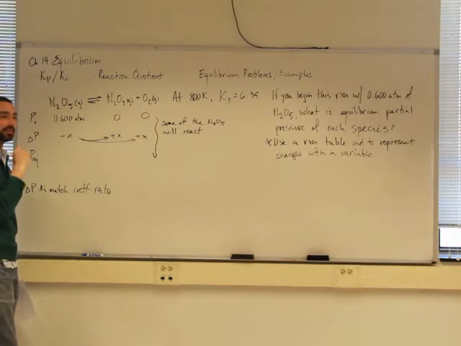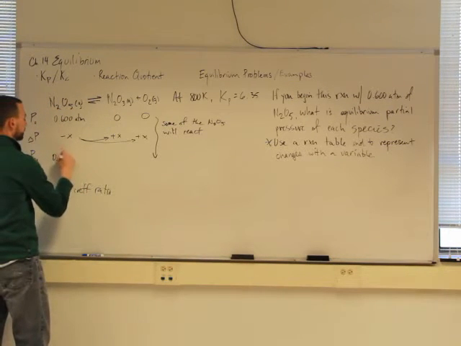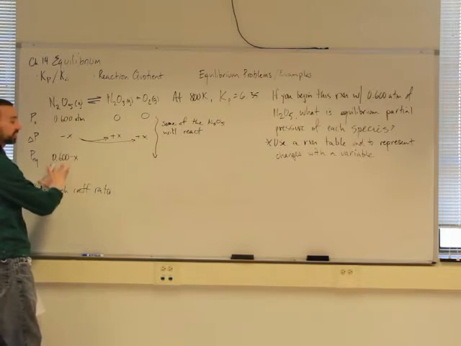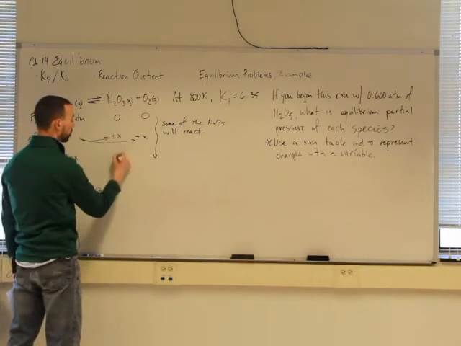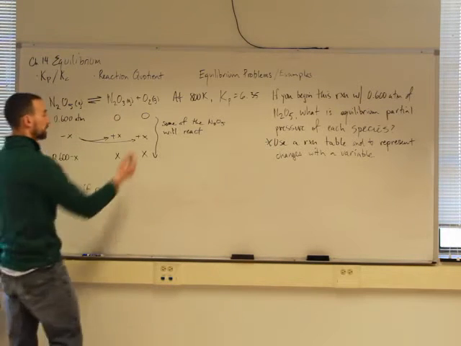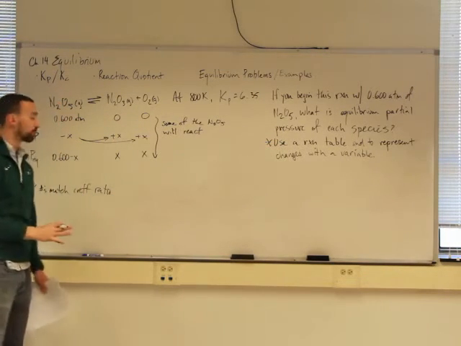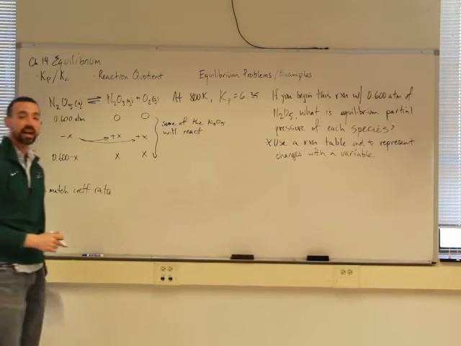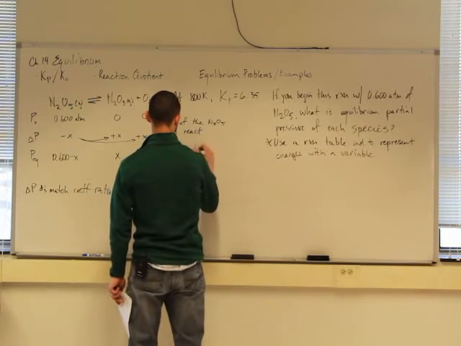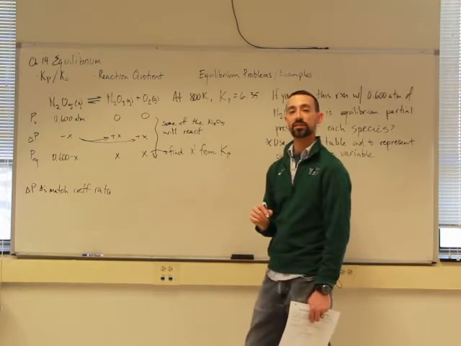Not getting us too close to our answer yet, but then at equilibrium, if I knew what X was, the amount of N2O5 that's left is just 0.6 minus it. And the two products are just X. So some of the N2O5 will react. We represent that amount with an X, and then we finish out our table in terms of the X values. Now, how do we find X? We're going to find X from the equilibrium constant expression.